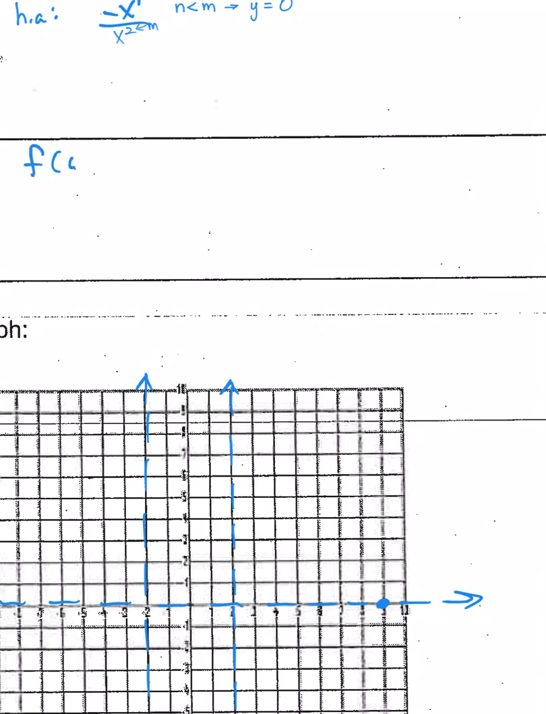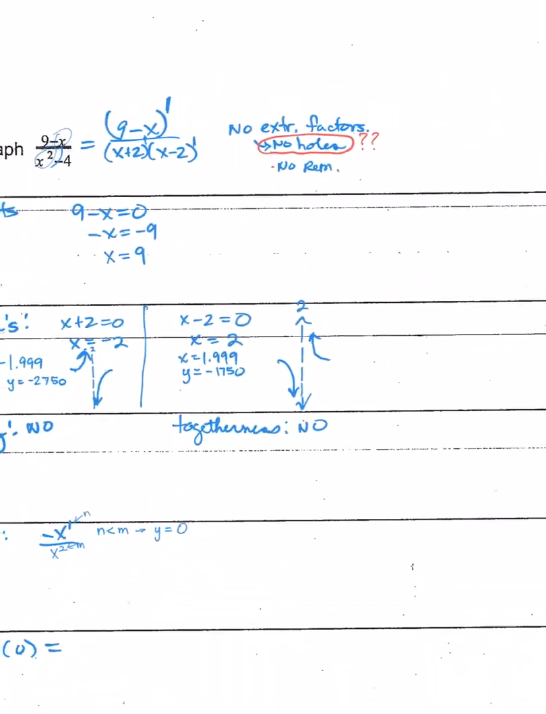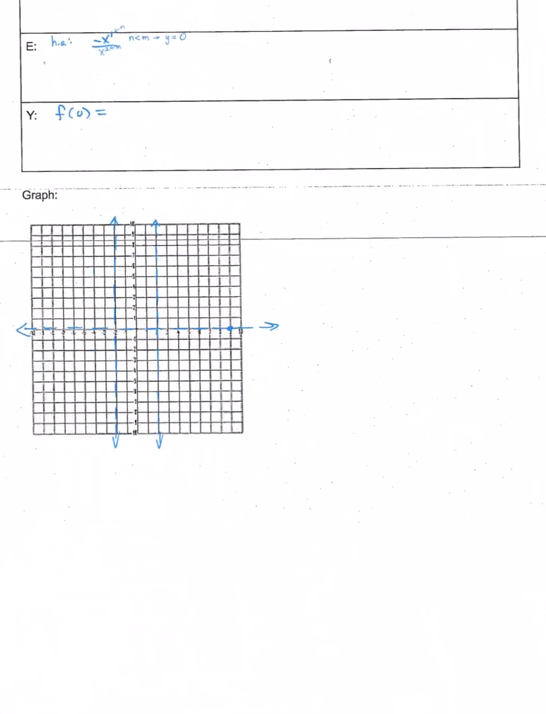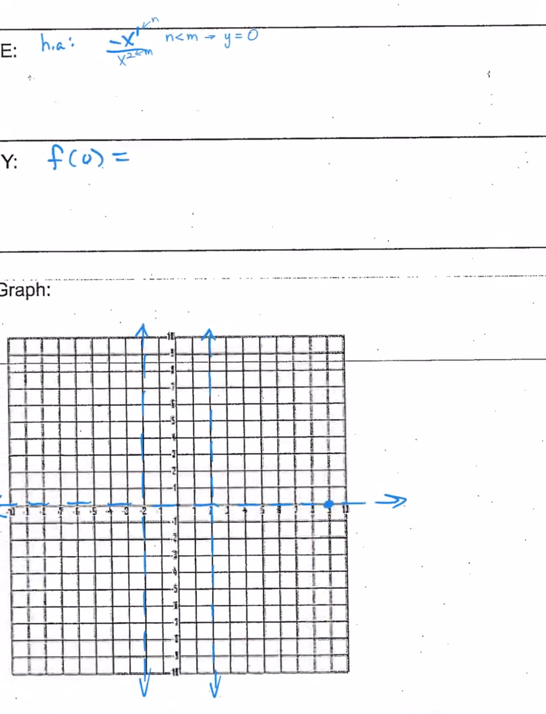Y-intercept. So f of 0 is what? This is the nice thing, guys. This is what I'm talking about. If we have 9 minus x over x squared minus 4, if we plug in a 0, what's going to go away? All of the x's are going to go away, aren't they? So what's left? 9 over negative 4.